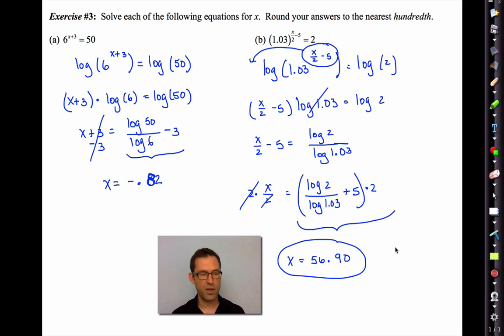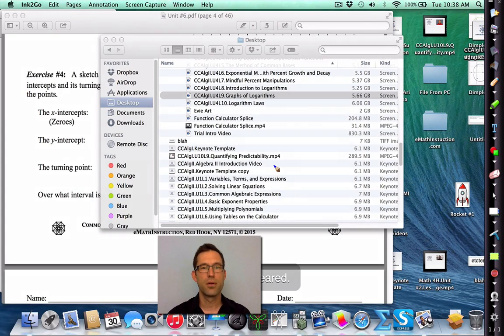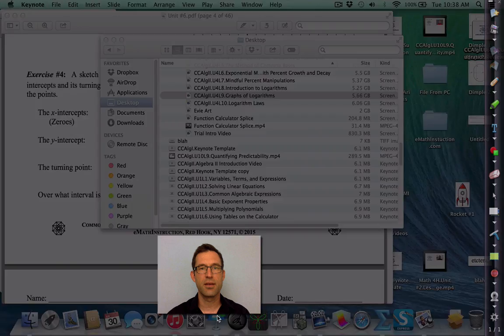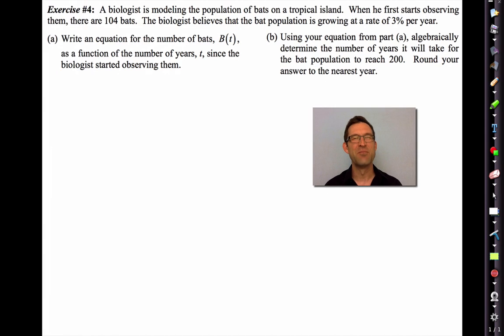So pause the video now and write down anything you need to. All right, clearing it out and moving on. Uh-oh. We got to get back into that keynote. There we go. My apologies for that. You saw the inner workings of my Macintosh. All right, let's take a look at more of a modeling problem. I never understand why that happens.